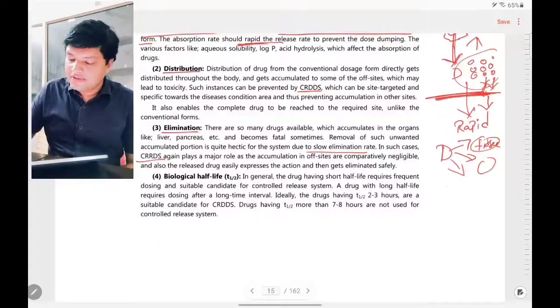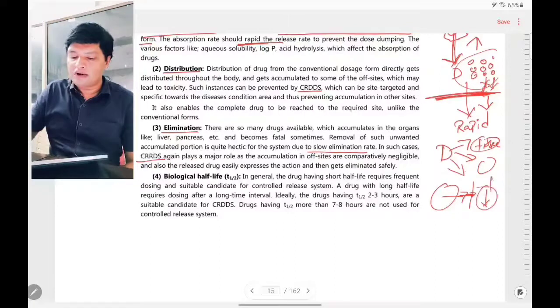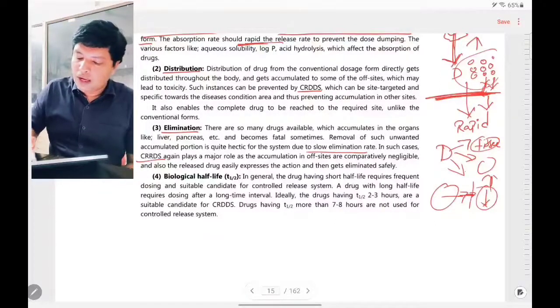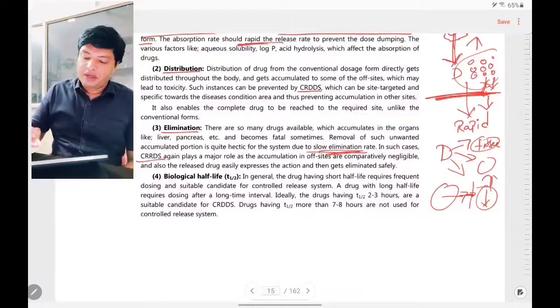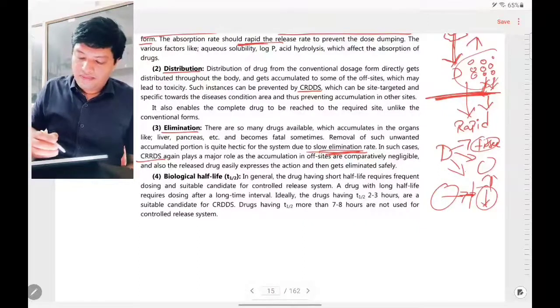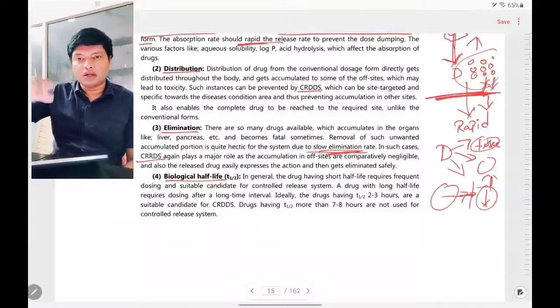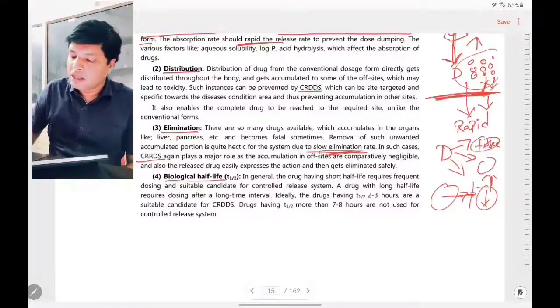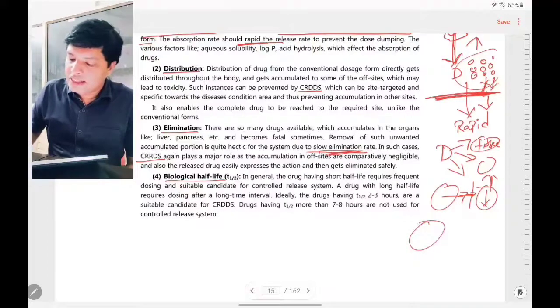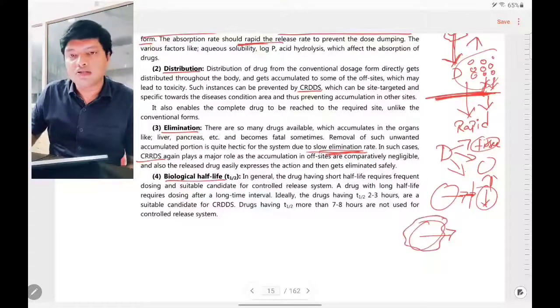Because you are controlling the release of the drug here, even if the elimination is slow, you can overcome the negative effects due to the slow elimination rate. Then biological half-life. I don't want the drug to have a long biological half-life, I don't want it to stay in the body for more time, because the only thing I am controlling is the release of the drug from the dosage form. That is what controlled release is.